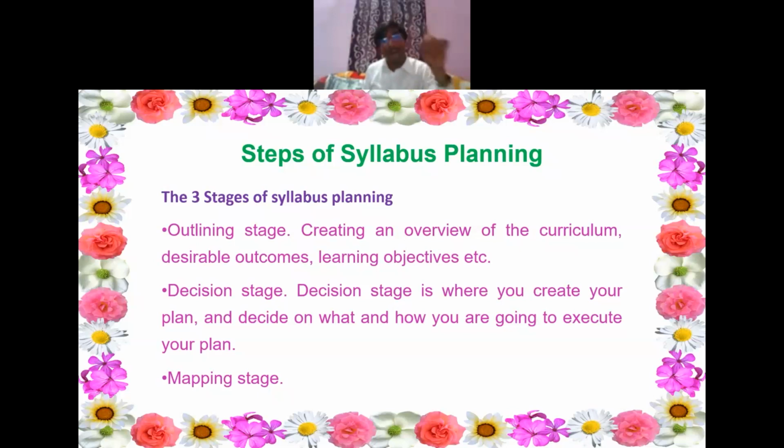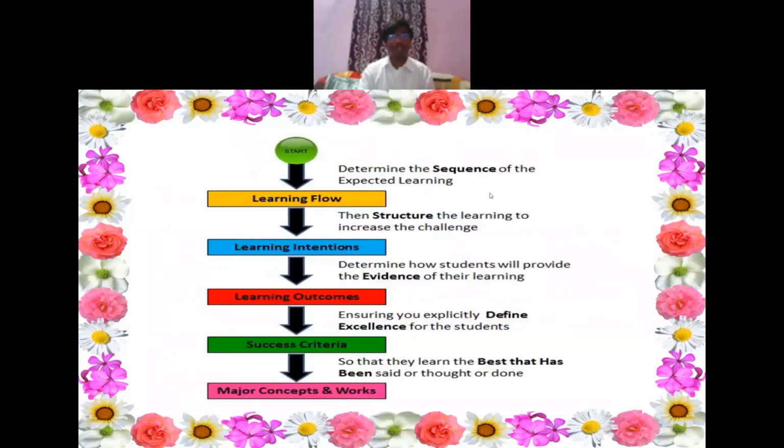Google is a blind map. So we should know an experienced person. I should plan accordingly my syllabus. So in the flow chart, a small flow chart I have given. I have just the ending, I have not given the full flow chart. In between you can see learning flow, learning intentions, learning outcomes, success criteria, major concepts and work. This is the way I have to prepare a lesson plan. This is the way I have to prepare the syllabus plan.